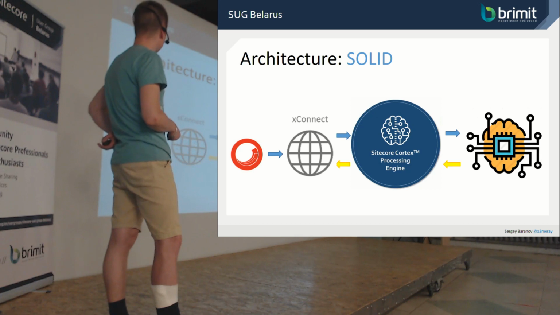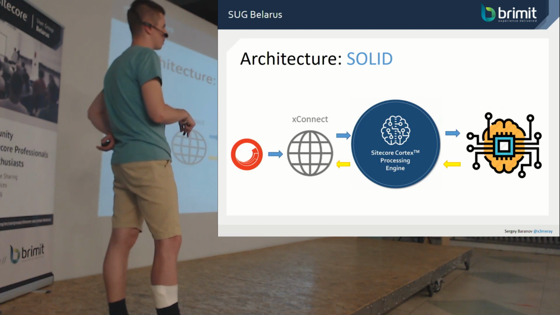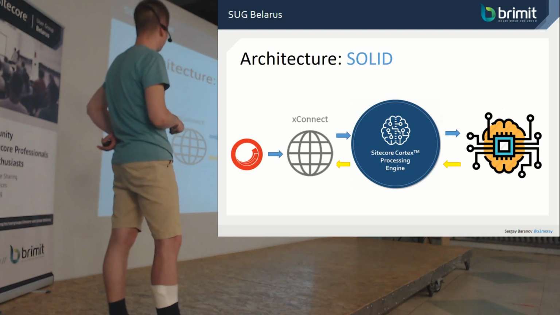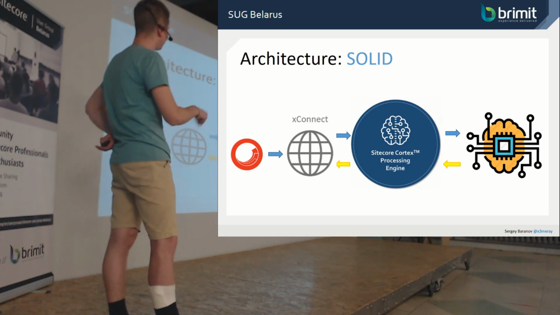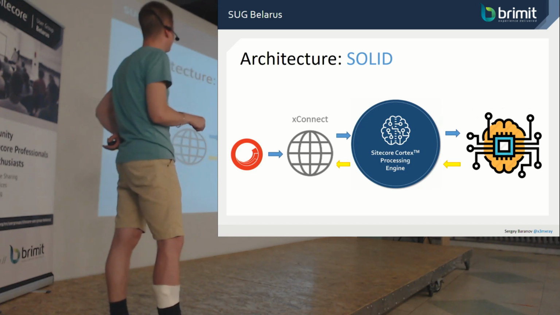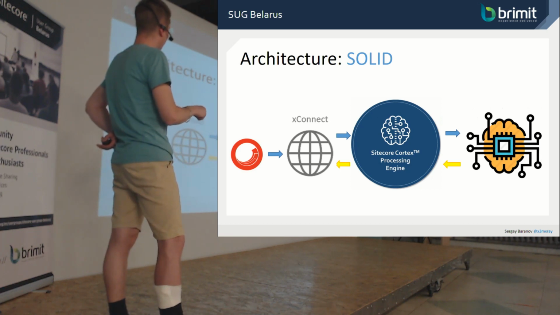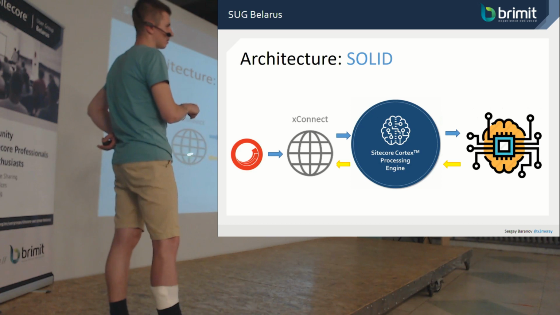But there are some blockers. For example, if you want to make a prediction on a button click on your website, you can't do it, because there is no direct HTTP communication between Sitecore and processing engine, and Sitecore and machine learning. All that you can do with this architecture is retrieve some values from machine learning and update some data in XConnect.